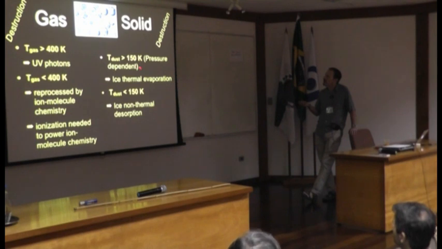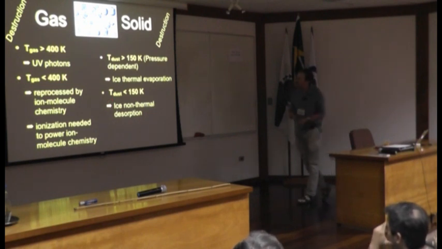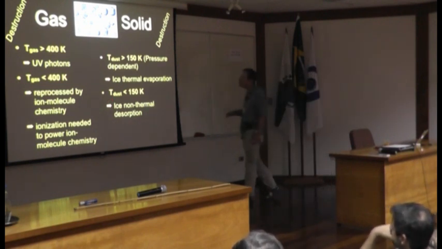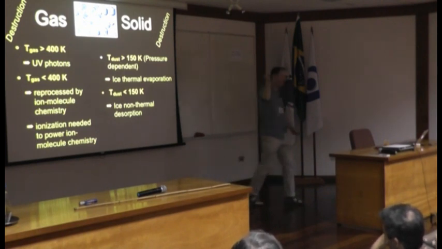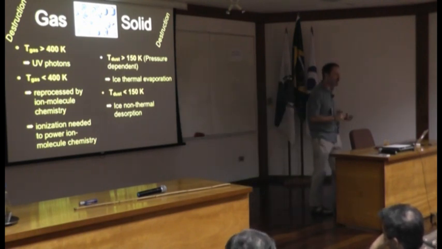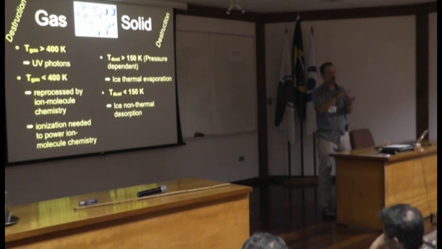All right. If it's greater than 150 K, although this number is pressure dependent. If it's less than 150 K, you can still remove ices from the surface of grains via erosion, via ultraviolet photons hitting the surface, hitting the water molecule, putting it in a state that's dissociated from the grain, and it can pop off.